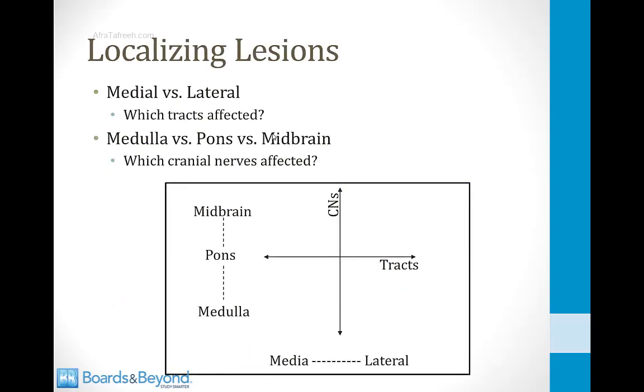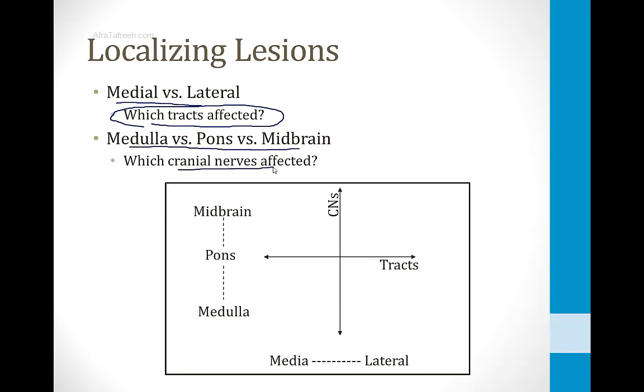So basically the rule of fours helps you localize lesions by saying, is it medial or lateral? And you can determine that by which tracts are affected, and also to some degree which cranial nerves. And then you're going to tell whether it's medulla versus pons or midbrain by which cranial nerves are affected. Basically it's like an axis. I've drawn it down here. And the cranial nerve tells you how high to go up the axis from medulla to midbrain, and the tracts tell you whether to go lateral or midline.